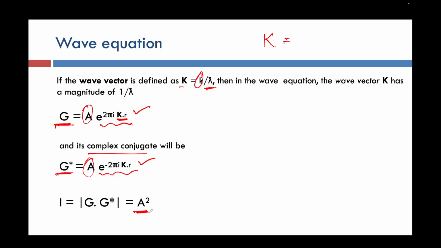The k vector I am talking about, any random vector, has the unit vector small k and the magnitude 1 by lambda. And remember, this magnitude of 1 by lambda will be helpful for us to understand the coherent scattering phenomena.